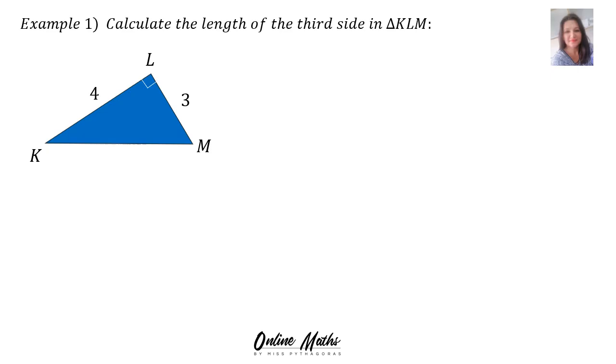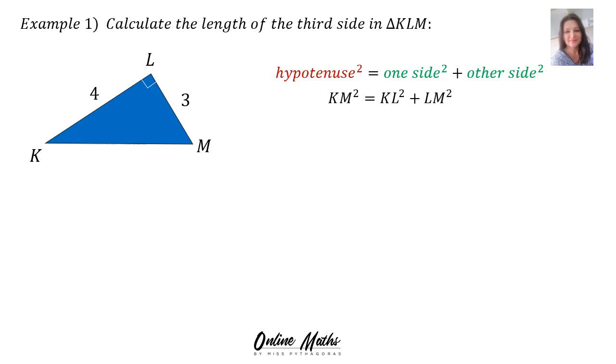Example 1. Calculate the length of the third side in triangle KLM. So we always start, when we work in a right angle triangle, with the theorem of Pythagoras as hypotenuse squared is equal to one side squared plus the other side squared. So in terms of this triangle, it will be KM squared is equal to KL squared plus LM squared, and we always add the reason, Pythagoras.